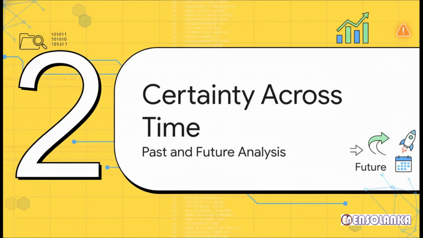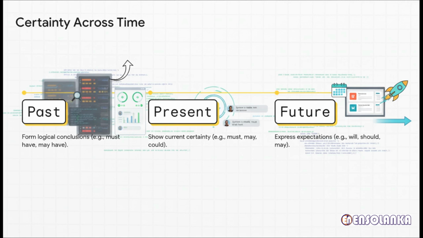Okay, so we pretty much nailed down certainty and the present. But these tools, they get even more powerful when we start applying them across time. This is absolutely essential for things like incident reports and project planning. This timeline is the perfect roadmap for us. We just covered the present. So now we're going to look back using modals to figure out what happened in the past. And then we'll look forward to talk about our expectations for the future.